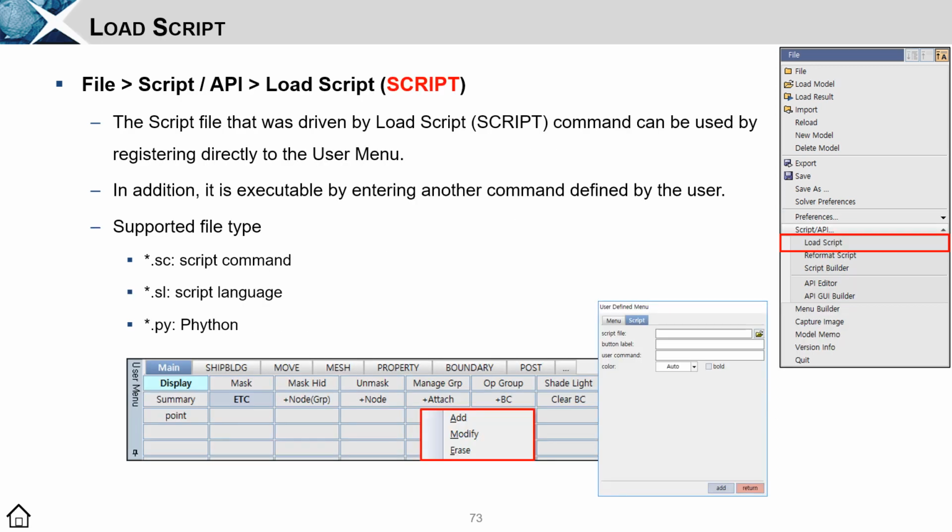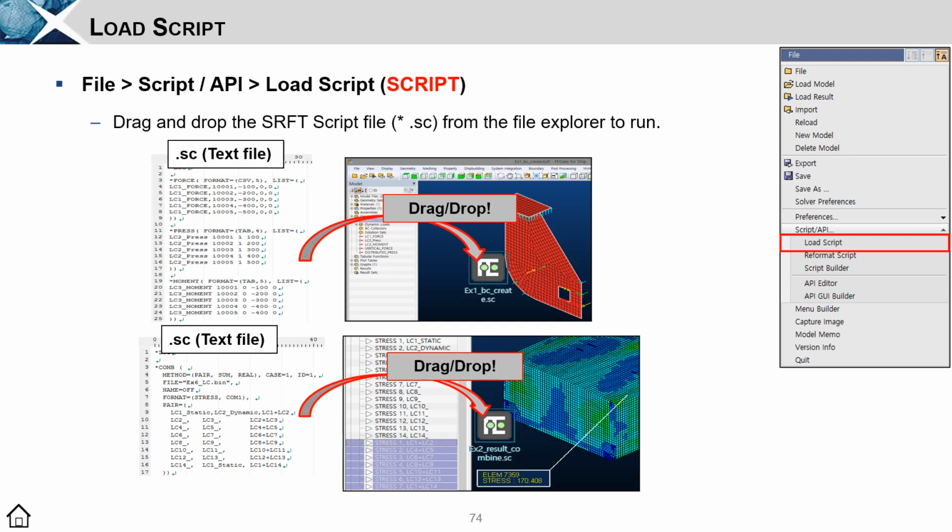The script file that was driven by load script command can be used by registering directly to the user menu. In addition, it is executable by entering another command defined by the users. Help file for script command is located in Help Path of SRFD installation folder. File name is script format. You can run the script file by drag and drop into the SRFD.